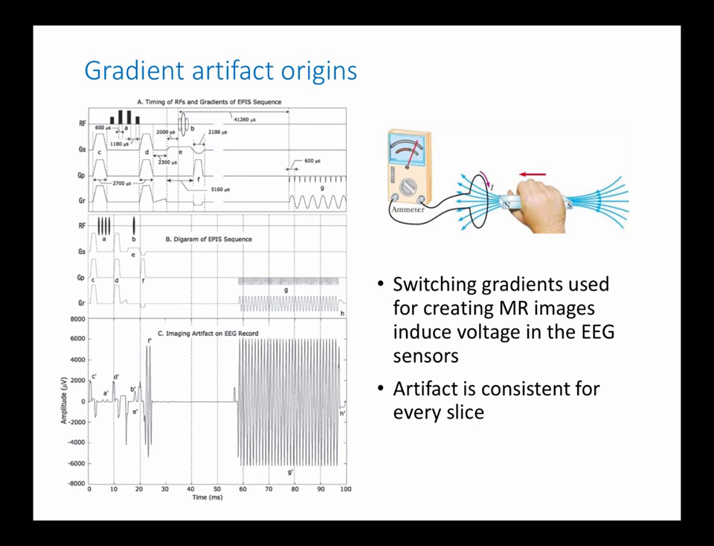So luckily for us, though, the artifact is consistent across every slice. So you can see that as you're actually imaging here, you're creating your MR image, you've got massive fluctuations here, but it's all the same for every slice. So you can think of, well, if it's the same for every slice, if I know where my slice is, I can then make a template of what's happening and then subtract it out.